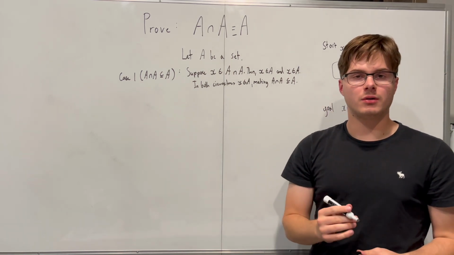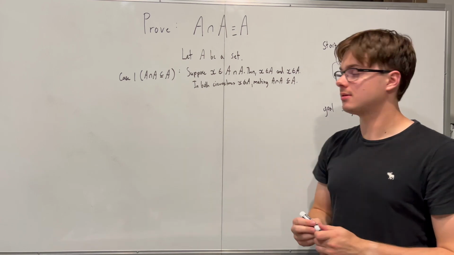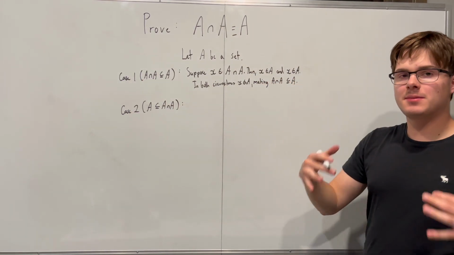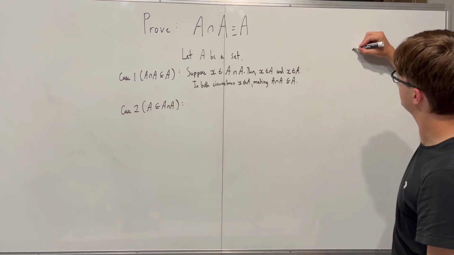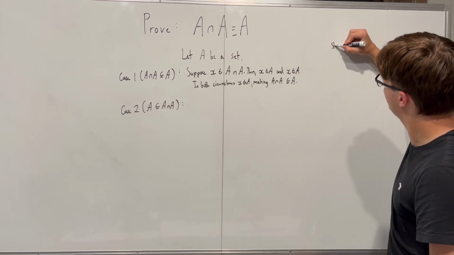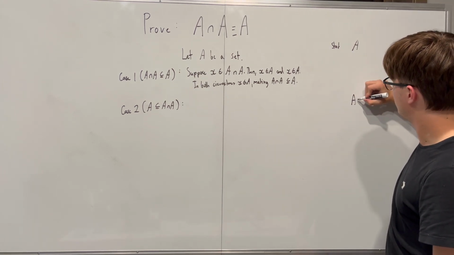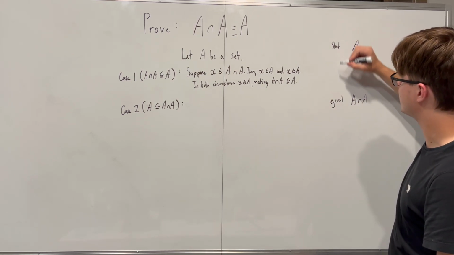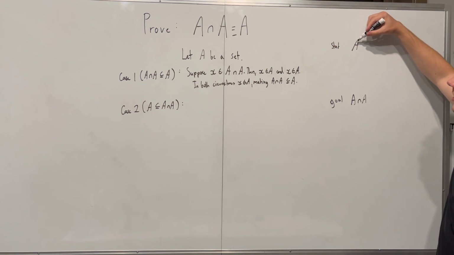Now let's prove our second case. Okay, so how are we going to prove this? Well, we're going to use the same strategy we did before. We're going to sketch this. We're going to say we're starting with A, and we're ending with A intersect A. This is our goal, and we want to get from the start to our goal. We have to show that everything here is going to be here.